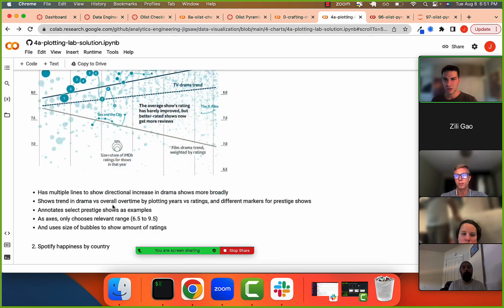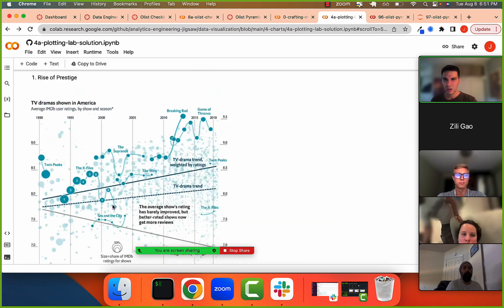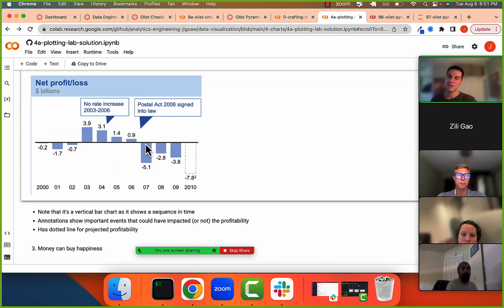I was going to try to see if there's one more. And then they can be simple. For instance, here it could be green and red, just to show positive and negative and to highlight that.